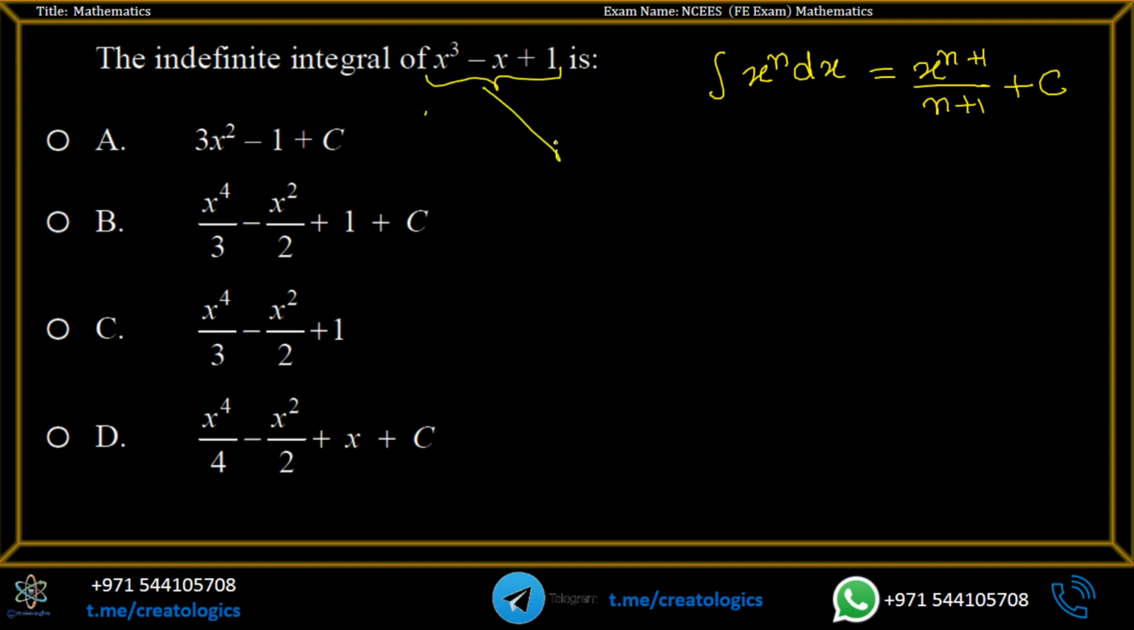We get 1 by 1 times x raised to the power 4 by 4 for the x cube. Then there is a negative sign. Integral of x is going to be x raised to the power 2 by 2. Then for 1, the integral is x. And you always have to add the constant of integration, plus c. So this is your answer.